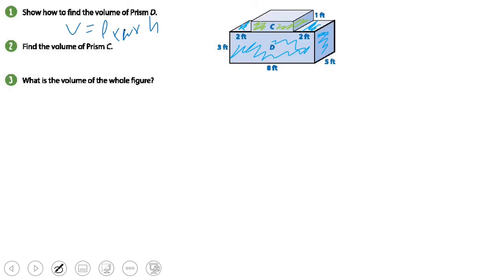Okay. So for the volume of prism D, we have a length of 8, we have a width of 5, and we have a height of 3. 8 times 5 is 40, and 40 times 3 is 120, because 4 times 3 is 12, add 0, 120. So the volume of D is 120 cubic feet.